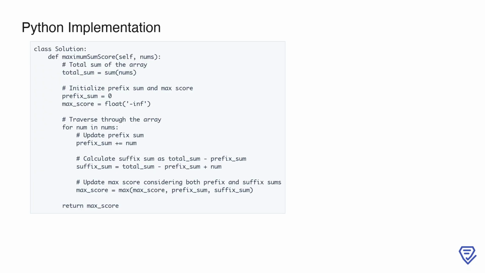3. Returning the result. After processing all elements, the max_score contains the highest possible sum score, which we return as the result. This approach is efficient with a time complexity of O(n), as we only traverse the array once, and a space complexity of O(1), as we use only a few variables. It handles edge cases such as arrays with all negative numbers or a single element gracefully by considering both prefix and suffix sums at every step. Overall, this implementation is concise, efficient, and robust for the given problem constraints.